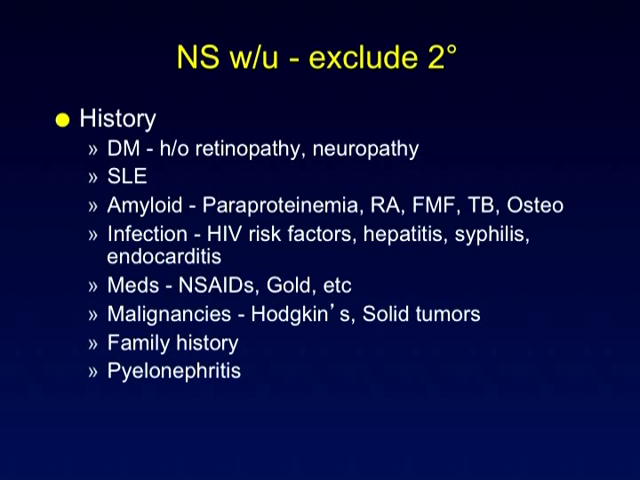Medications, as I said, the two common ones for the boards are non-steroidals and gold. Malignancies, Hodgkin's, and solid tumors of any type. You might get presented a case with that as a nephrotic syndrome. Family history: there are familial causes of nephrotic syndrome, but I don't think for the internal medicine board you'll be asked about it, and I don't think they'll ask you about pyelonephritis as a cause of nephrotic syndrome.